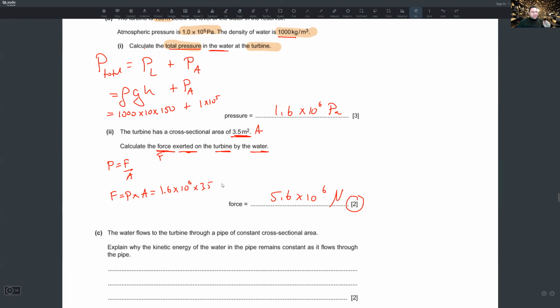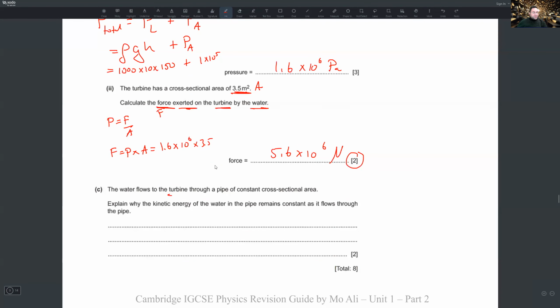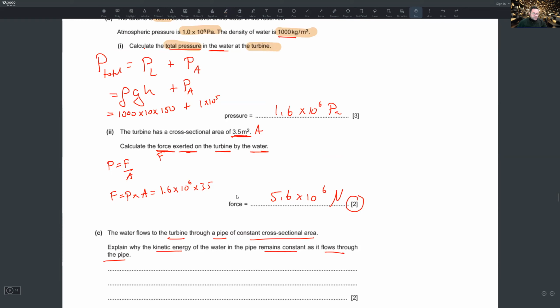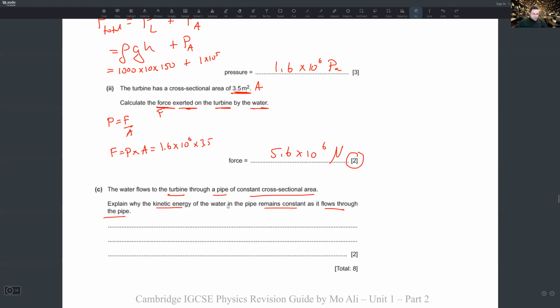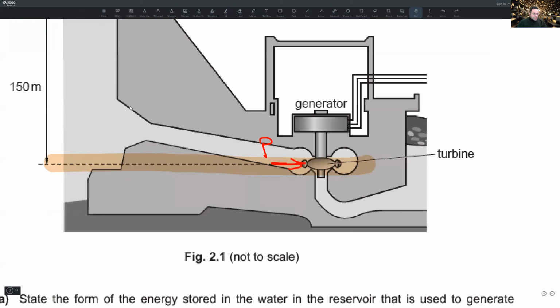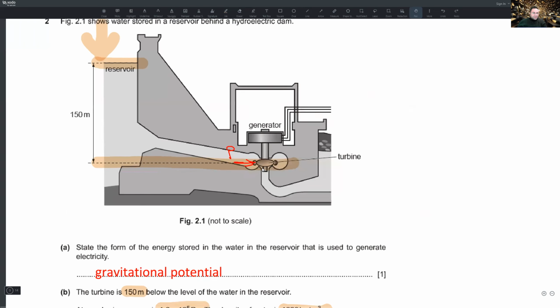Nice. The water flows to the turbine through a pipe of constant area. Explain why the kinetic energy of the water remains constant as it flows through the pipe. Why does the kinetic energy stay constant? He only says the water flows through a pipe of constant cross-sectional area. But look at the pipe, it goes down. How is the kinetic energy constant? Shouldn't the gravitational energy all turn into kinetic energy as it goes down?